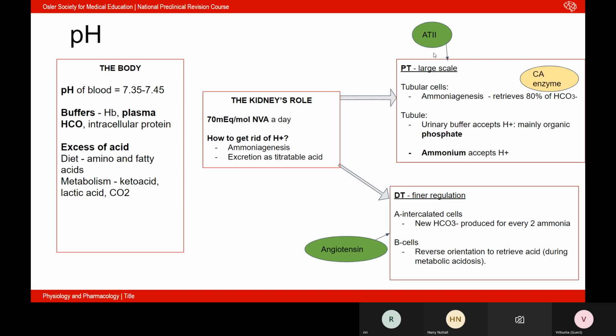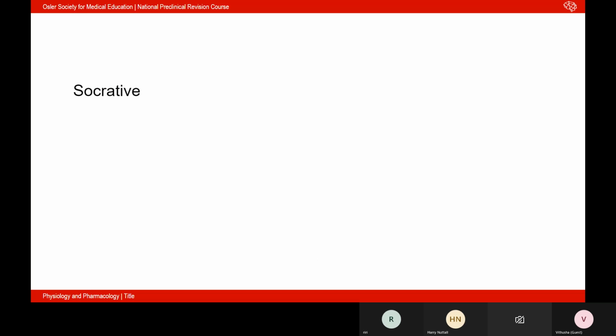So angiotensin 2 acts in the proximal tubule. And sorry, that was meant to be aldosterone. Aldosterone acts in the distal tubule for finer regulation. So that can be used for your notes when you're looking over this.